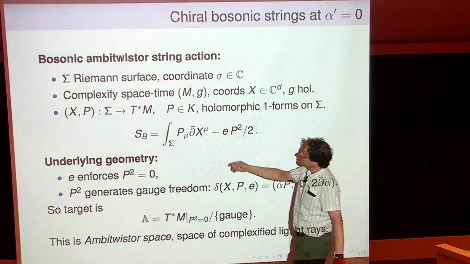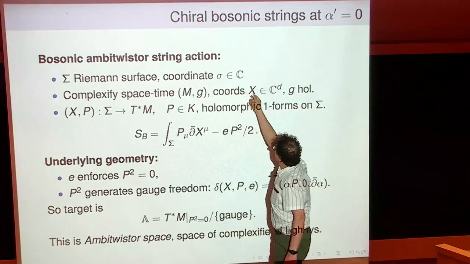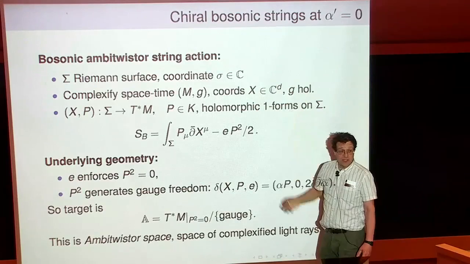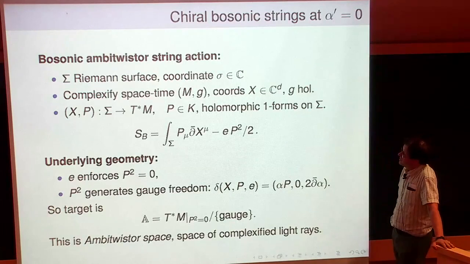So you end up complexifying space-time, and so that means you allow all the coordinates to become complex, and you assume that the metric is analytic, and so the metric, if you're thinking of this on a curved background, would become a holomorphic function of the complex coordinates.